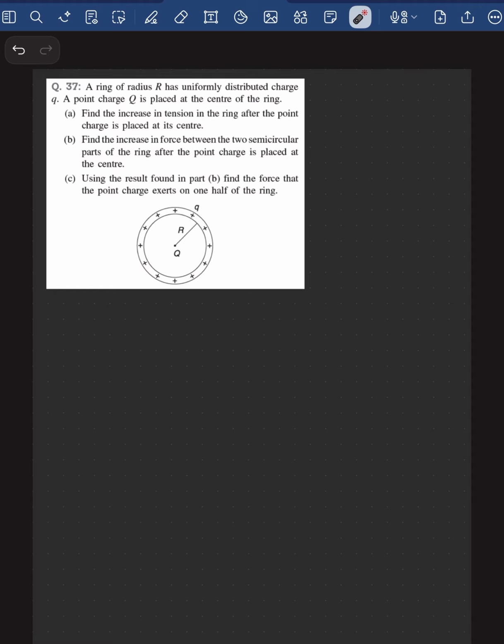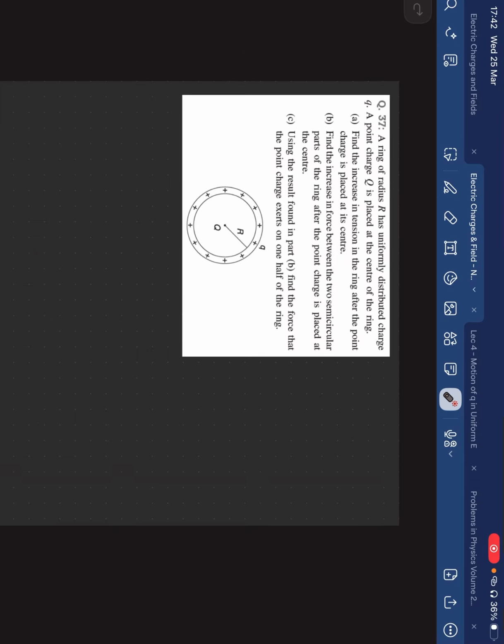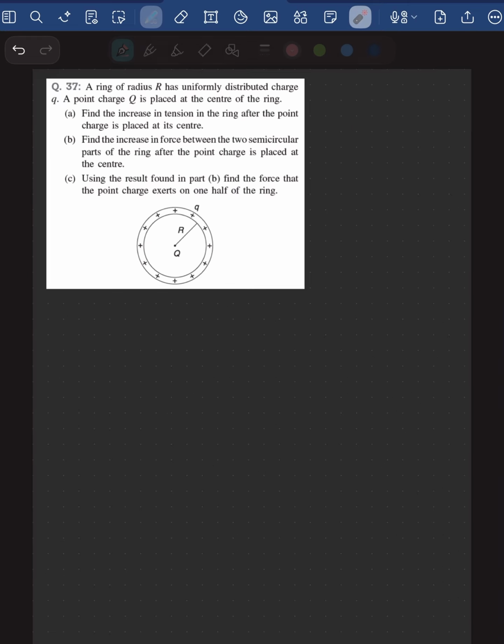And then the other question is to find the increase in the force between the two semicircular parts of the ring after the charge is placed at the center. And using that result, we'll have to find out what force the point charge exerts on one half of the ring over here, right? So a pretty standard question, a good question to discuss. So let me go about this question right now, right?